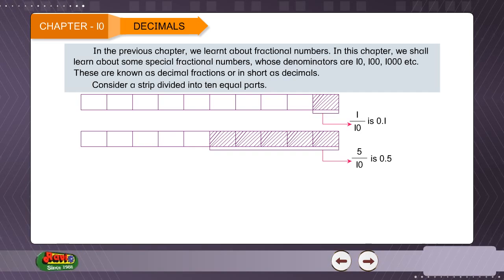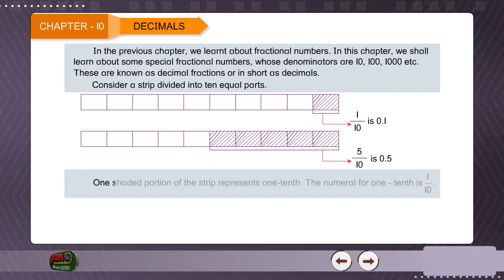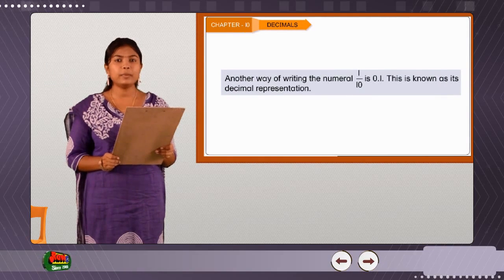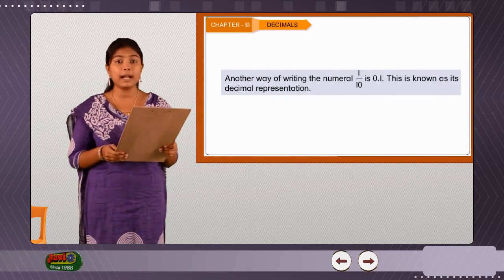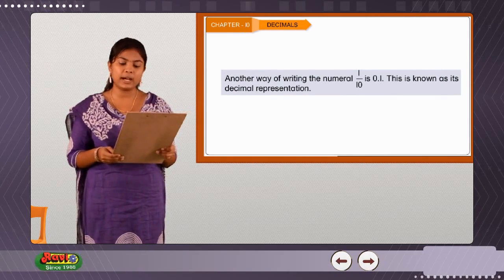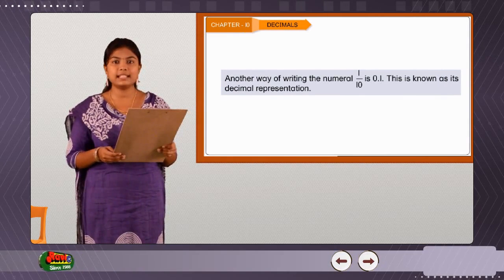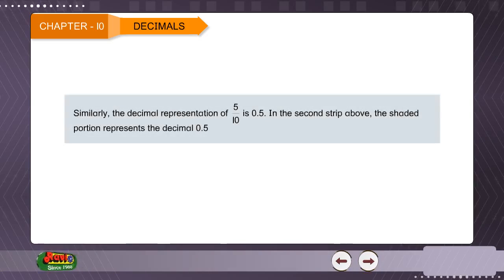5 by 10 is 0.5. One shaded portion of this strip represents 1/10. The numeral for 1/10 is 1 by 10. Another way of writing the numeral 1 by 10 is 0.1. This is known as its decimal representation. Similarly, the decimal representation of 5 by 10 is 0.5. In the second strip above, the shaded portion represents the decimal 0.5.